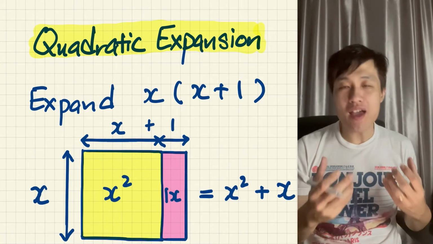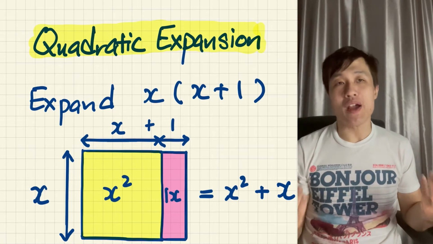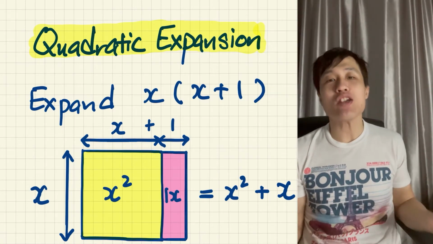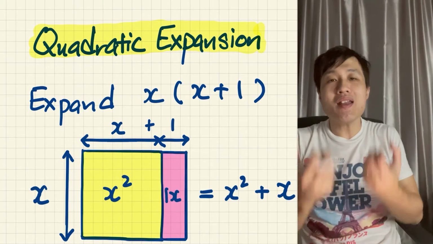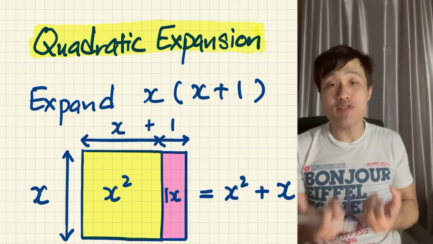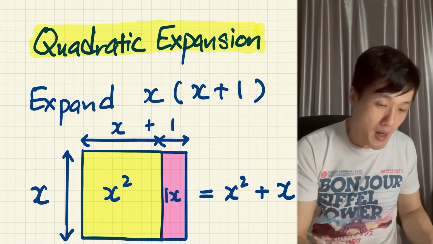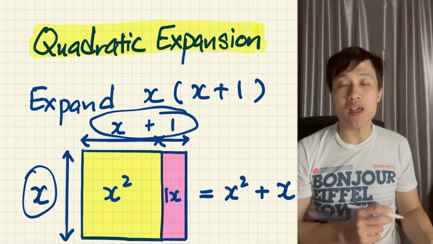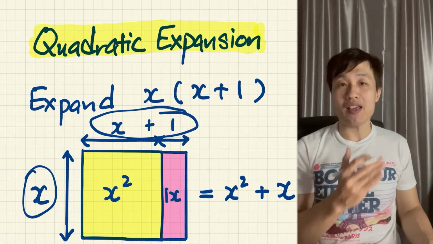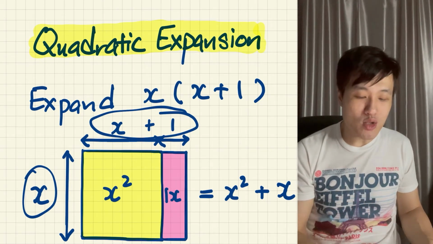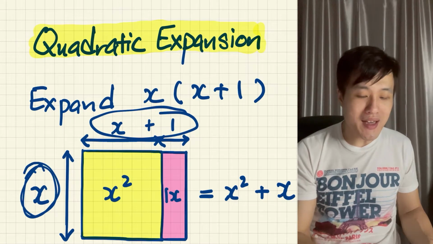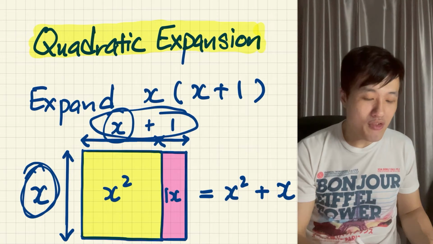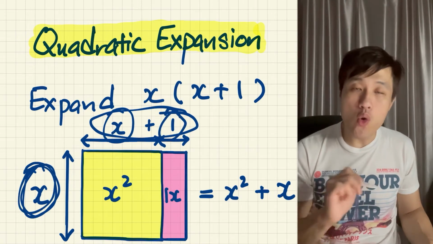Alright, so if I have two algebraic expressions, one is x and the other is x plus 1, and I actually multiply them together, it is like finding the area of a rectangle of sides x by x plus 1 over here. Okay. Furthermore, I can actually break it down into a square of sides x by x, and then another rectangle of side x by 1.